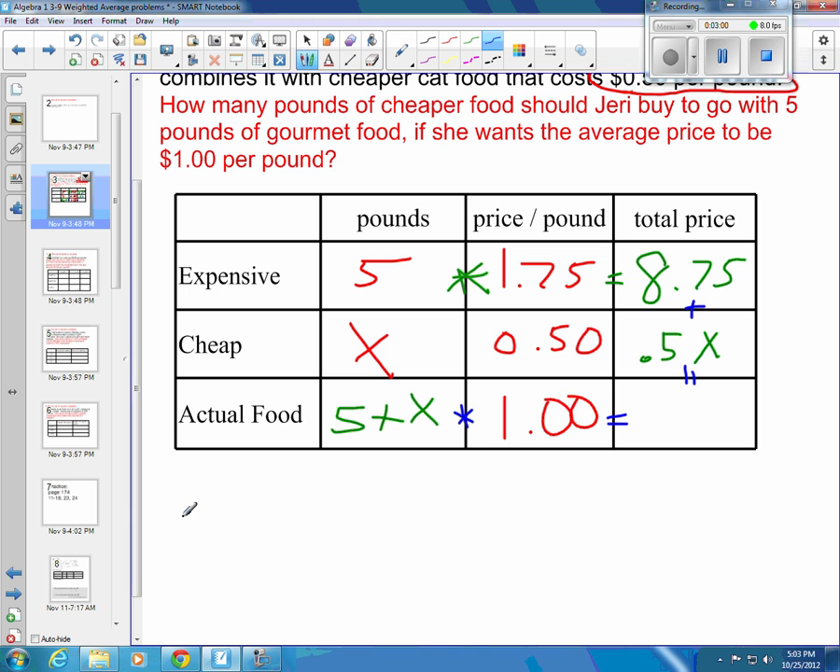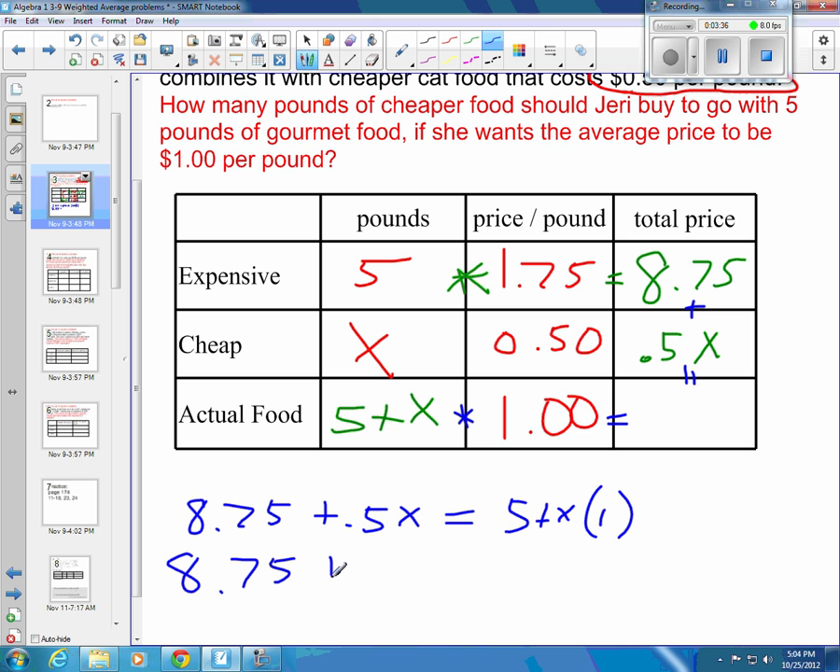So I can set that up as an equation. I can take my $8.75 and add it to my 0.5x, and that will give me my actual total price. Or I can take my 5 plus x and multiply it times 1, and that would give me my total actual price. Now I've just got an equation with one variable in it, and I can solve it. So I'm going to collect all my like terms and get my variables on the same side. So I've got 8.75 plus 0.5x is going to be equal to 5 plus x.